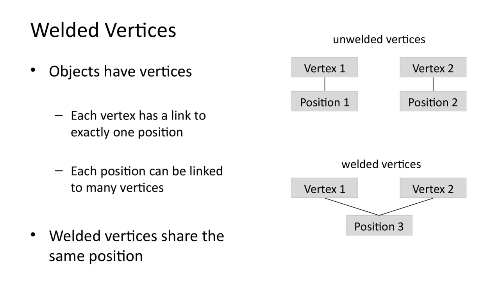Welded vertices are vertices that share the same position. Unwelded vertices are vertices that have different positions. Let's look at an example.